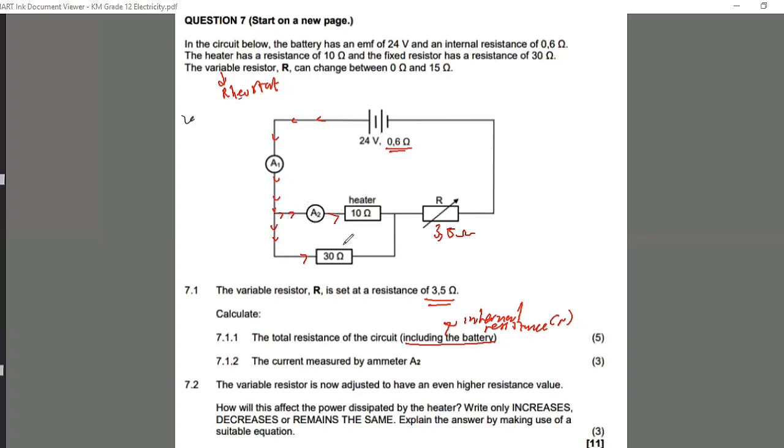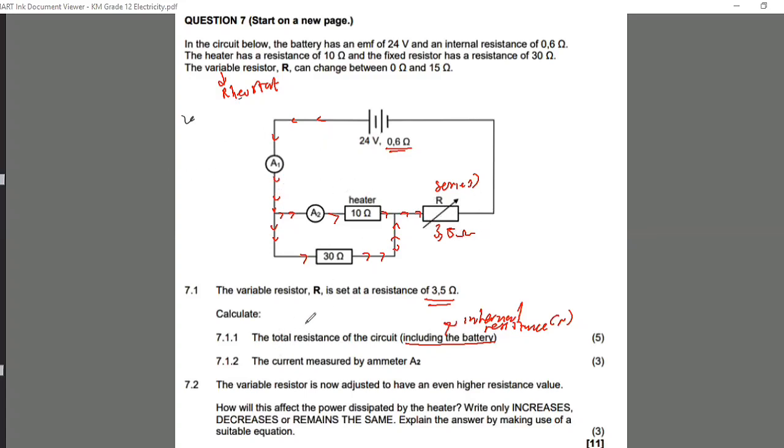So these are connected in parallel and this one is connected in series, right? So you can see with this one, after here, the current flows, and then after here, there's only one pathway for current to flow, right? So this one is connected in series.